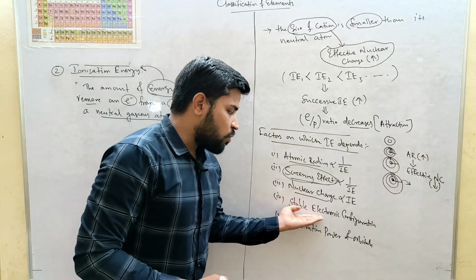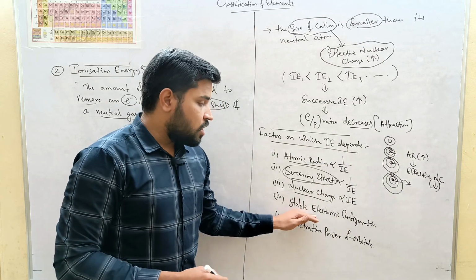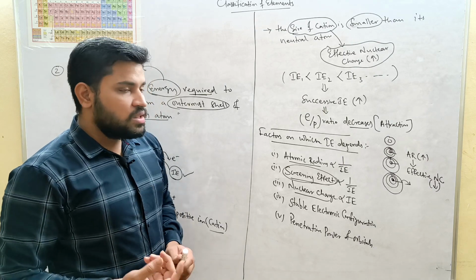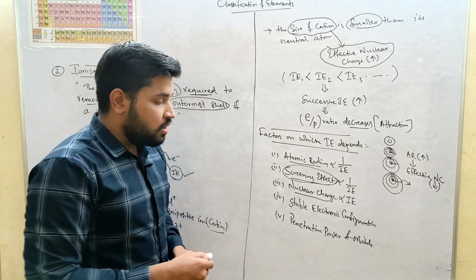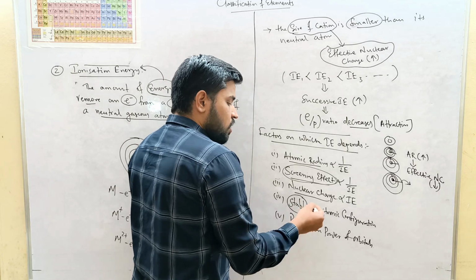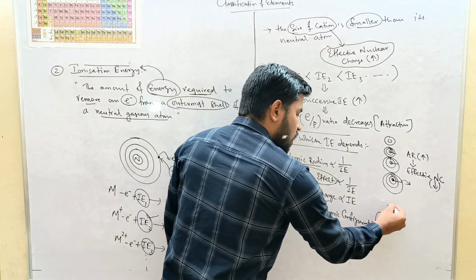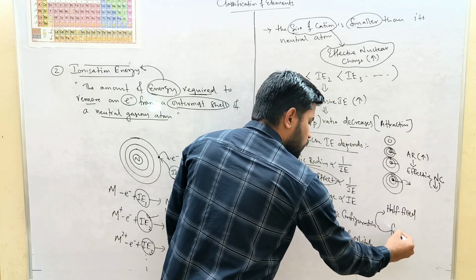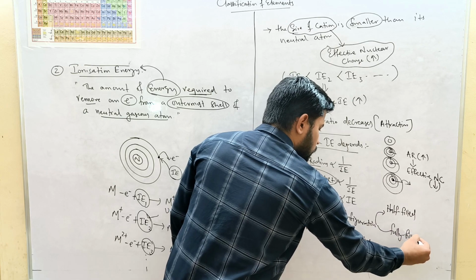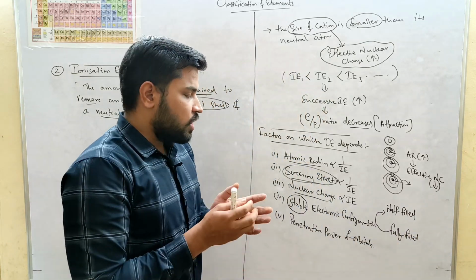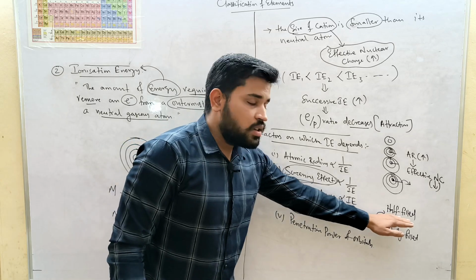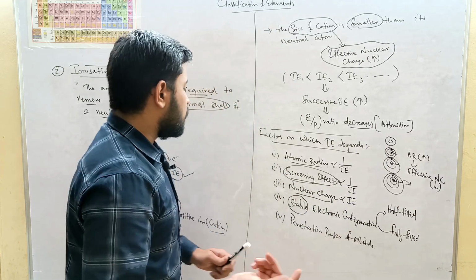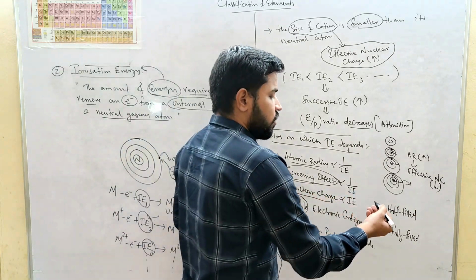The next important point we are going to study is stable electronic configuration. We can say the element is stable when its electronic configuration is half filled or fully filled. How can you say that they are half filled or fully filled?